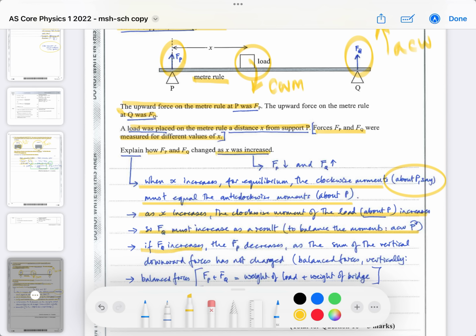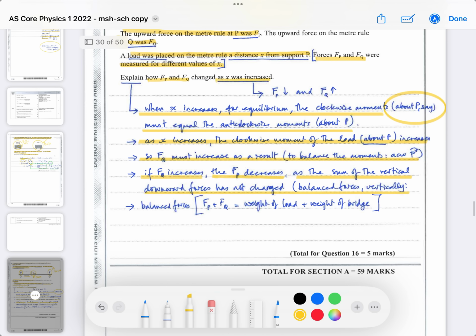If FQ increases, then FP will decrease. Why? Because the sum of the downward forces hasn't changed. So the sum of the vertical downward forces has not changed, and we have a balanced force situation. So the upward forces FP and FQ together must still equal the same amount. Because FP plus FQ, we know is balanced forces, must equal the weight of the load, which is constant, and the weight of the bridge, which is constant. And that allows you to get to the end of section A, 59 marks.